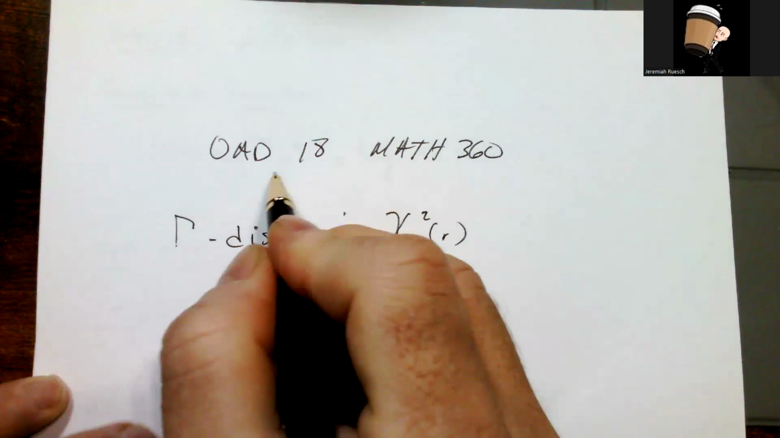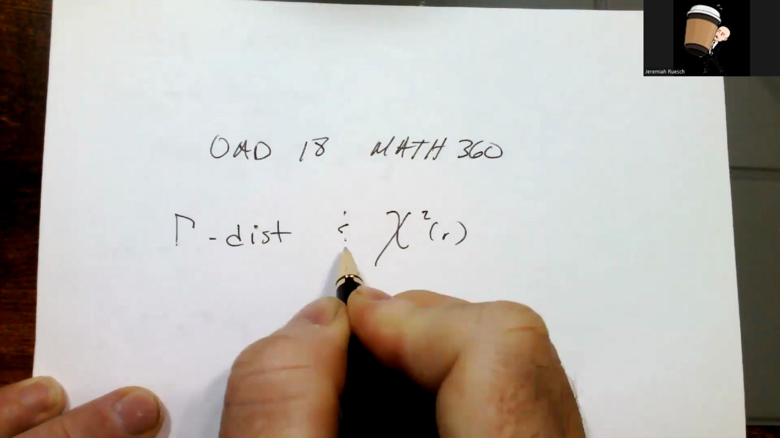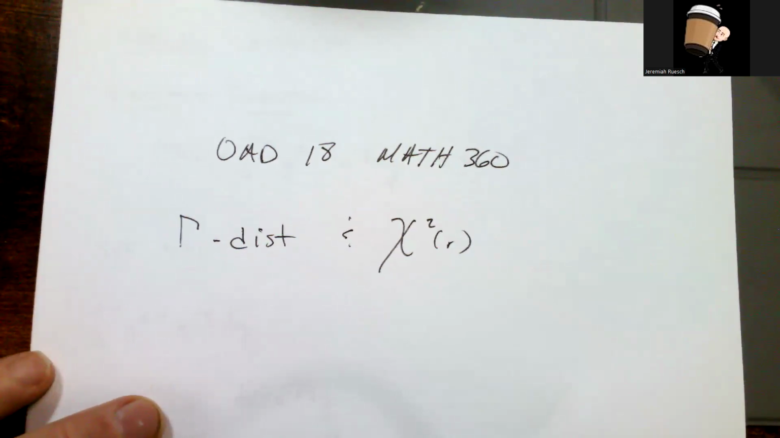Welcome to Day 18 for Math 360. We're going to be talking about the gamma distribution and the chi-square distribution.